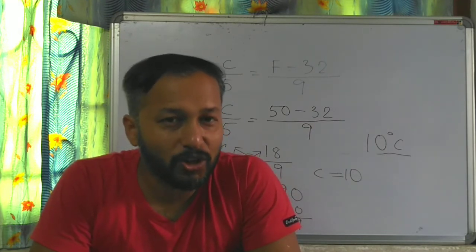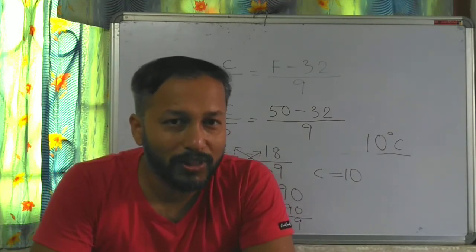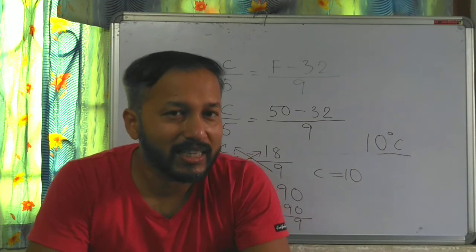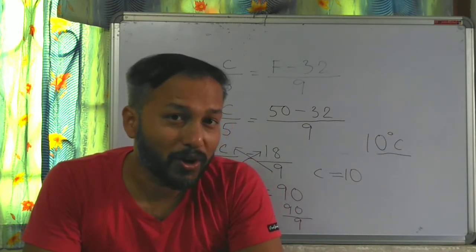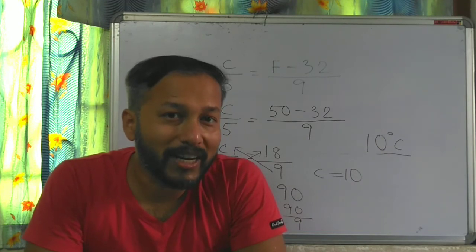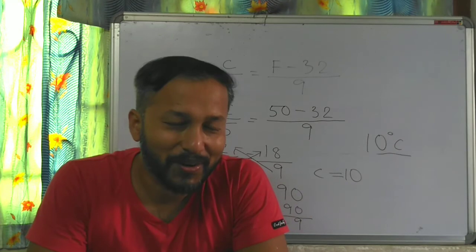And after that, we saw the relation between Celsius and Kelvin, and we also saw the relation between Celsius and Fahrenheit. And then we also saw how to solve the numericals based on these relations. I hope you understood. Okay?